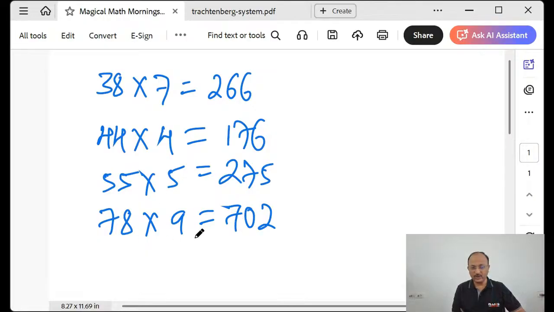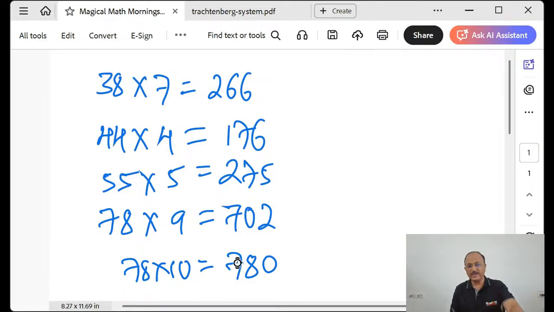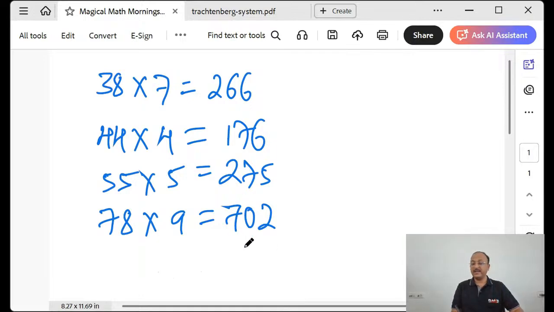So for such questions, instead of doing this, 78 tens are 780, and 780 minus 78 you can do. That is one more method, but that is a little time consuming. Always try to follow this method. It's the one which is going to save our time.